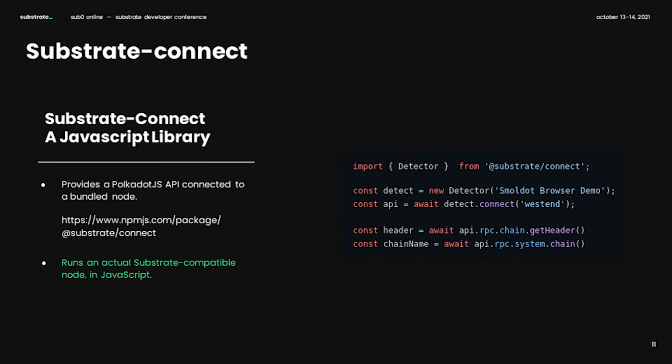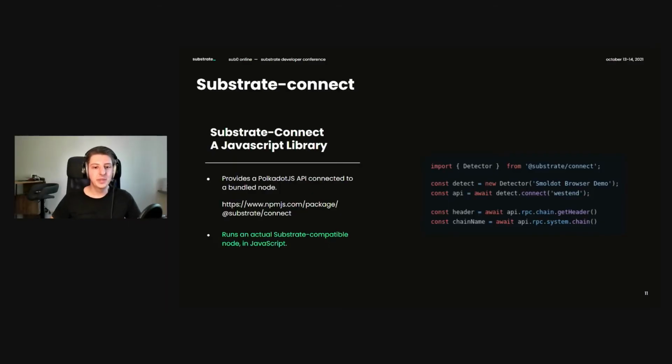So more specifically, it is a JavaScript library. You can find it on the URL that shows on the slide, npm.js. The package is called Substrate-connect. And you initialize it. You can look on the right-hand side of the screen. You import a type named detector from this package. You use it like any other package on the NPM ecosystem. You create a detector. I will explain in a couple of minutes why it's called detector.